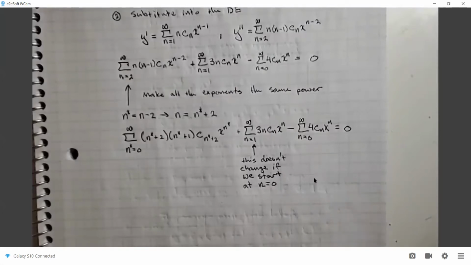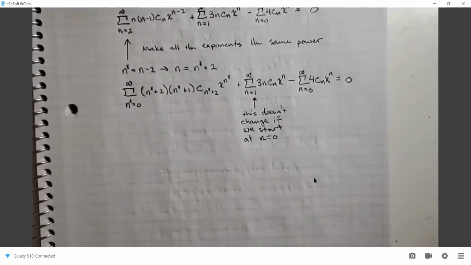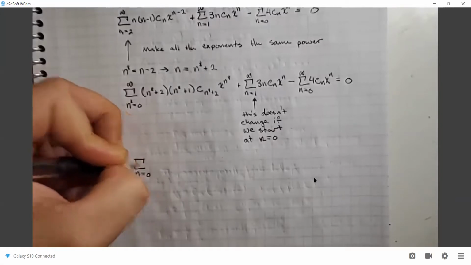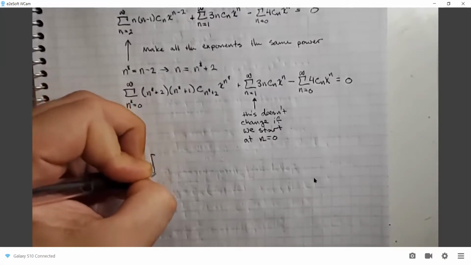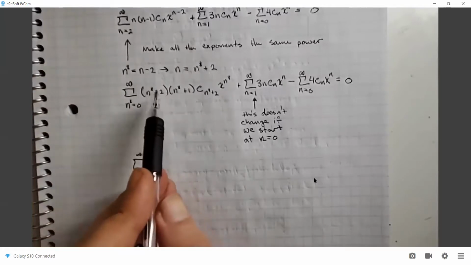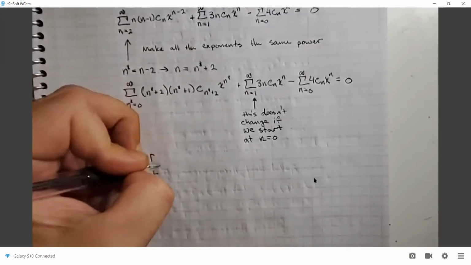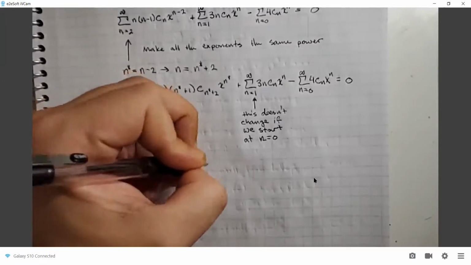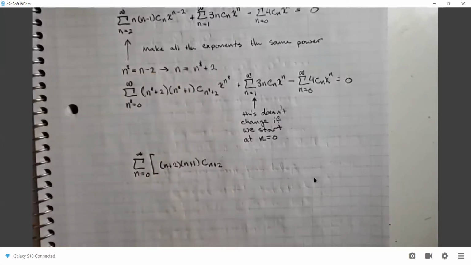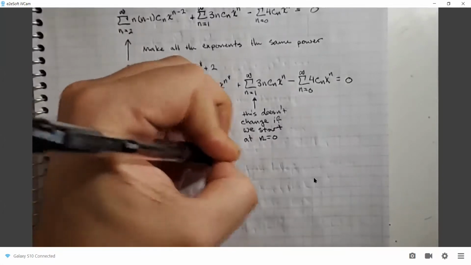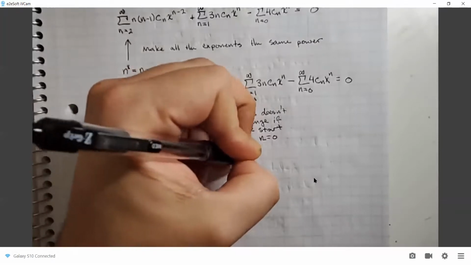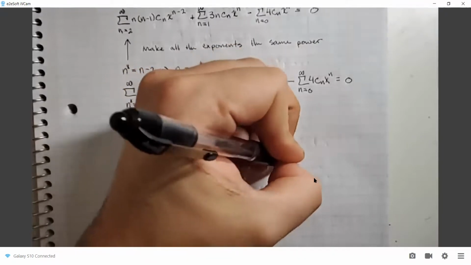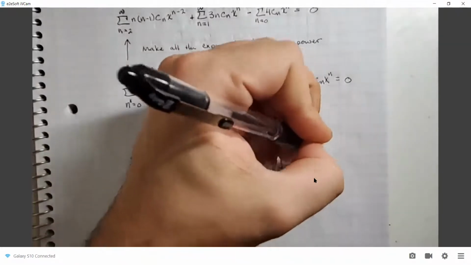So now we can combine them and factor out the x to the n. This whole thing becomes the sum as n goes from 0 to infinity, and we're going to put in big brackets everything except for the x to the n. So this would be n plus 2 times n plus 1 times c sub n plus 2, and then plus 3n minus 4 times c sub n, all of that times x to the n is equal to 0.